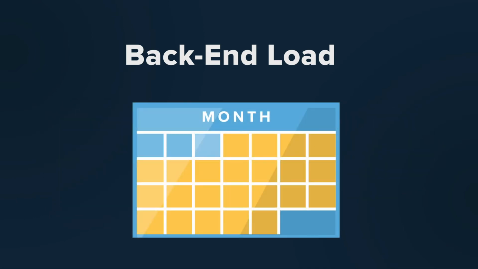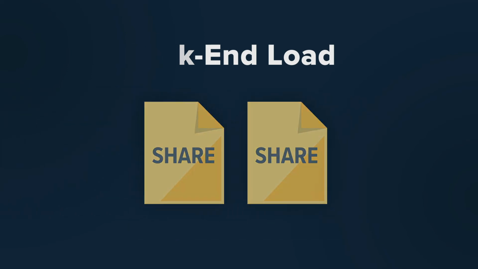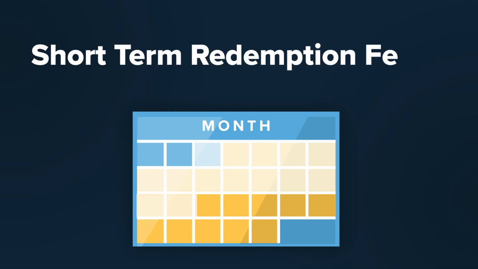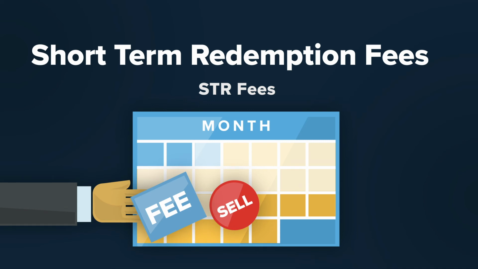If you bought shares in your fund on different days, most funds will calculate your CDSC fee using the first-in, first-out method. That means the first shares purchased will be the first ones sold. Funds that want to discourage short-term trading, which is often a disadvantage to the fund's investors, impose short-term redemption fees. These are often referred to by their acronym, which is STR fees. This fee is typically imposed for redemptions occurring within 7 days to 6 months of the original purchase.